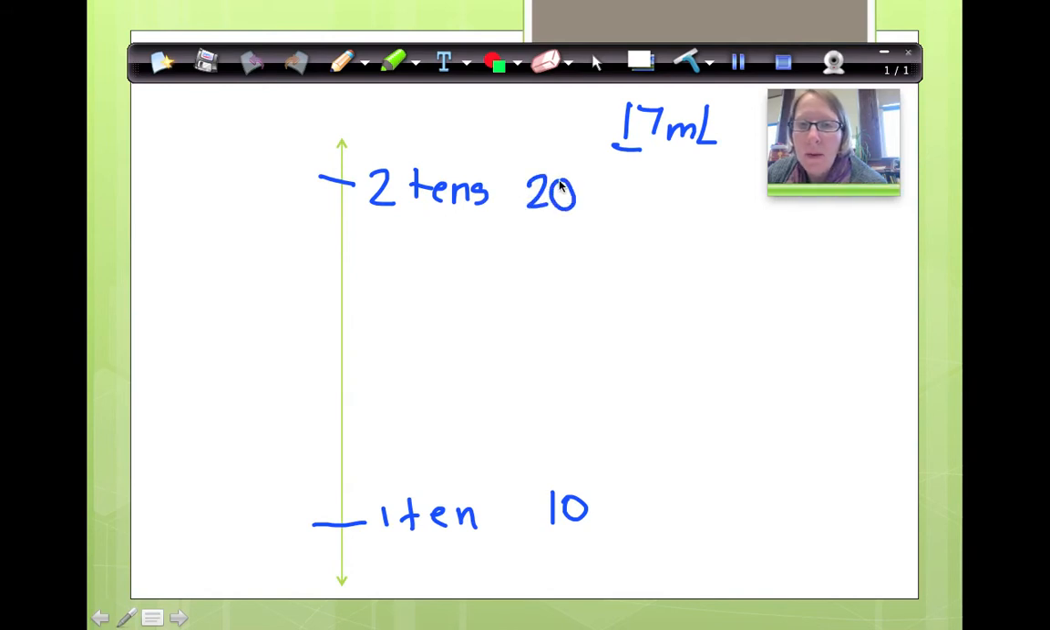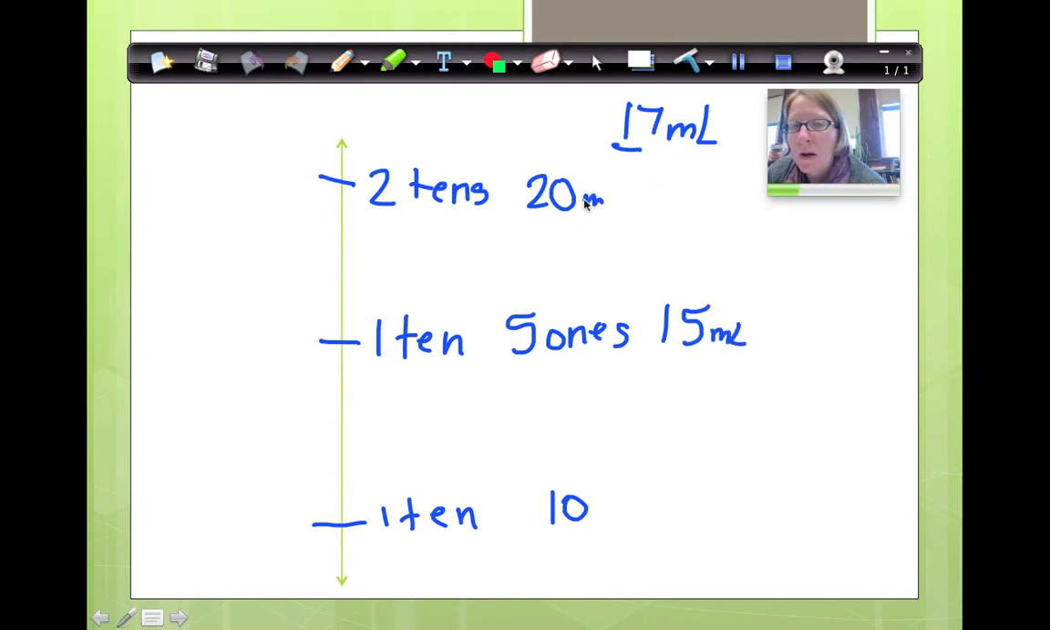Now we need to label the halfway mark. The halfway mark is going to be what? Well, the number halfway between 0 and 10 is going to be 5. So this is going to be a 5. This is going to be 1 ten and 5 ones, or what number? That's right, 15 milliliters. Remember, don't forget we're in milliliters. All of these are milliliters.